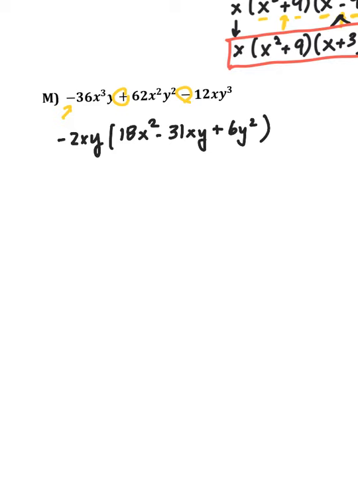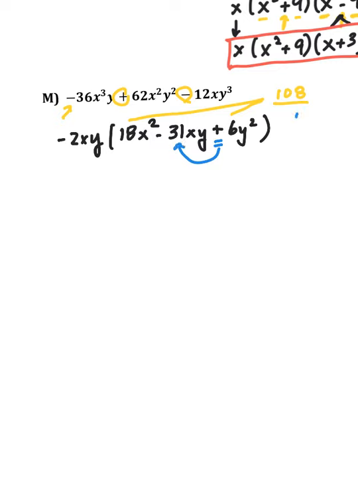So we are asking ourselves, in the parentheses, can I still factor? Well, we've pulled out our GCF. The leading term is not 1, the leading term is 18. Our term at the end is a 6. I can do the AC method here with 18 and 6. 18 times 6 is 108. So I'm looking at factors of 108 that add together to give me 31.